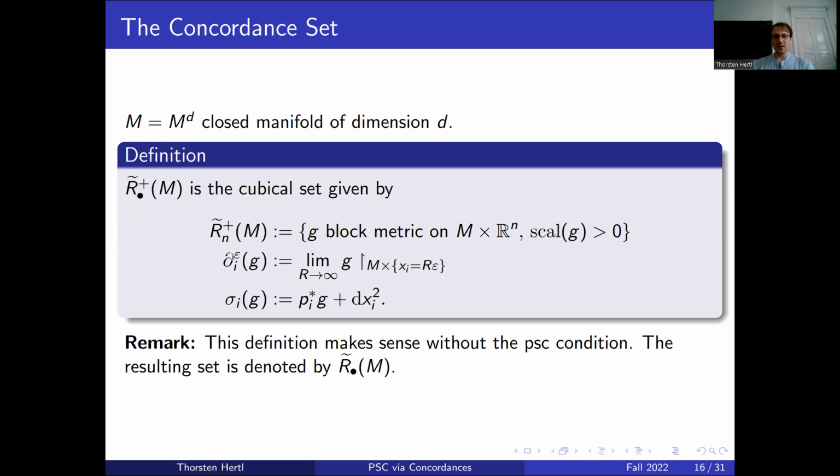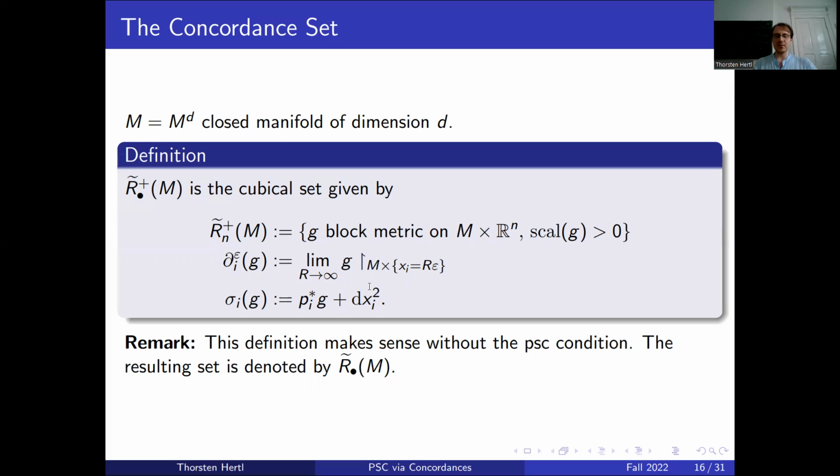The face maps are again just given by restricting a Riemannian metric towards an affine hyperplane. But again, we want to get rid of the choices, so we take the limit towards infinity. And the degeneracy maps are just adding another dimension to our manifold, so that M times R^n gets mapped to M times R^(n+1), and we extend the metric by a product metric, where we take the Euclidean metric of the missing direction.